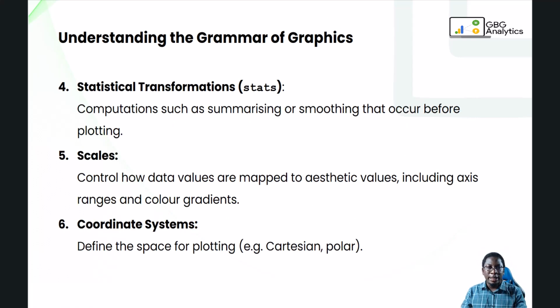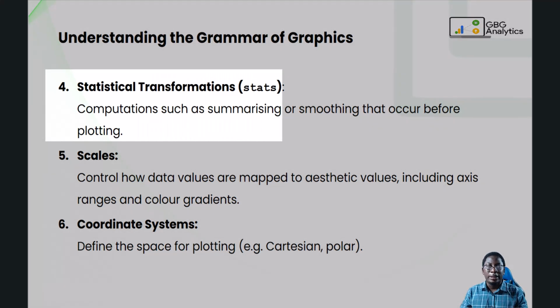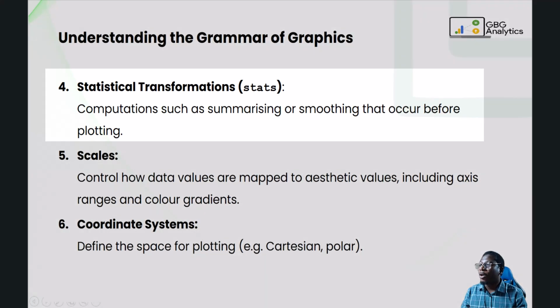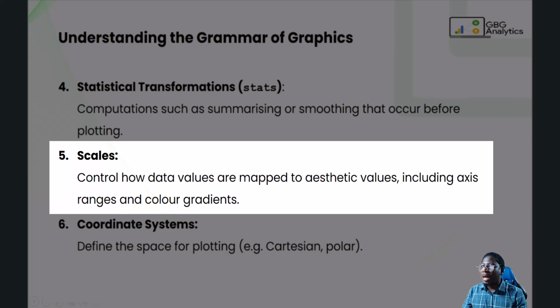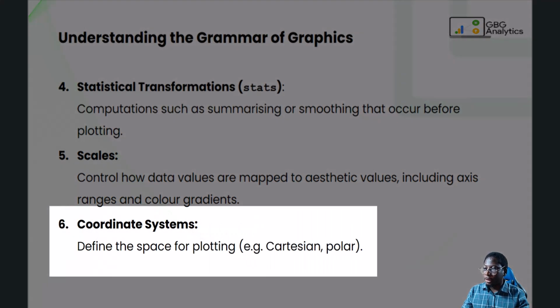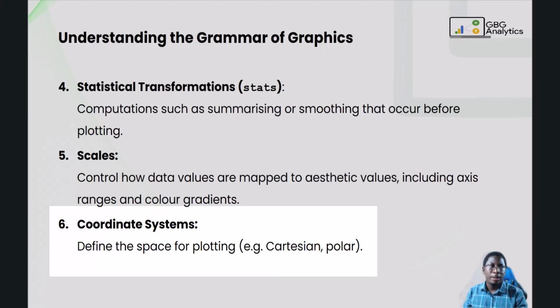We also have additional layers that enhance or modify your plots, allowing for customization and refinement. For example, we have the stat layers that perform statistical transformation. Then we also have the scale. This controls how data values are mapped into aesthetic values, including axes, ranges, and color gradients. Then we also have the coordinate system that defines the space for plotting. For example, we have Cartesian, we have polar.